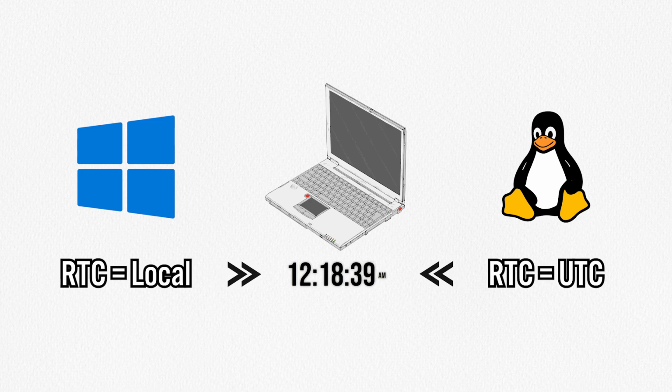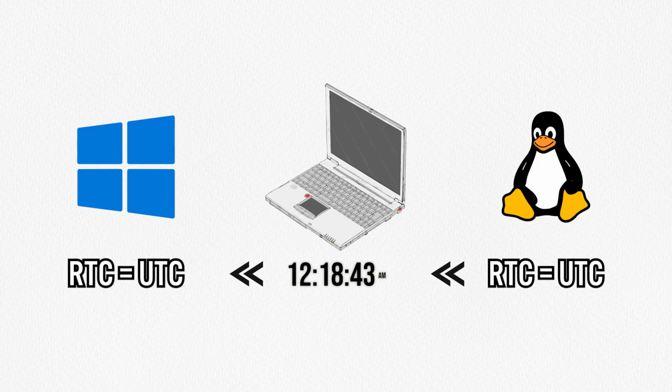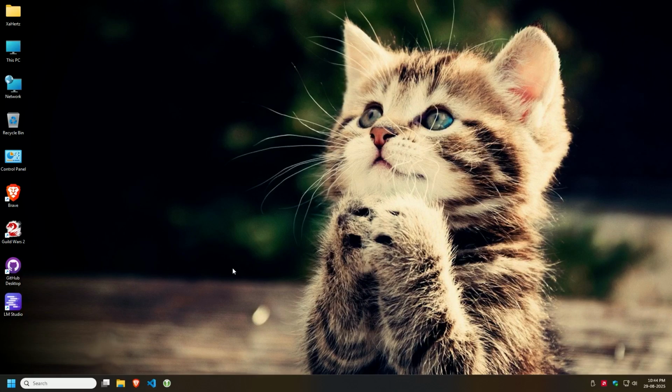Fortunately, there is an easy fix. We can align Windows with Linux by setting it to use UTC for its hardware clock. This is the recommended approach for dual boot setups. And here's how you can do it.